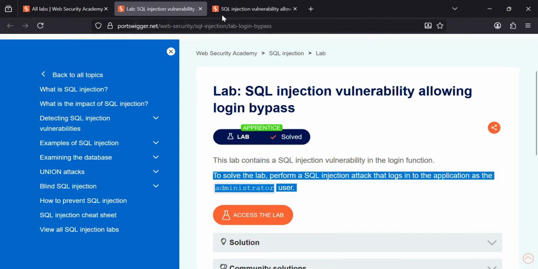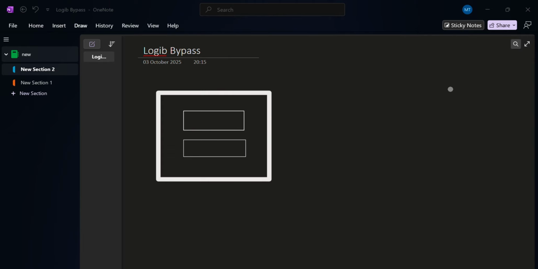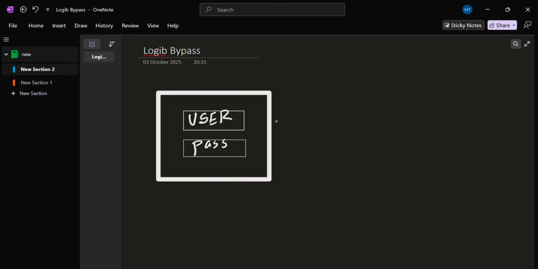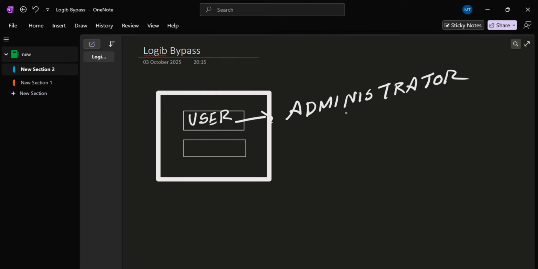So here we know that a login page should have two things, that is username field and the password field. If both of them are correct, then only you will get access to the server. If any one of these is not matching, you will not get access to the server. From the question itself, we have an idea. The username is administrator, but we don't have the password.